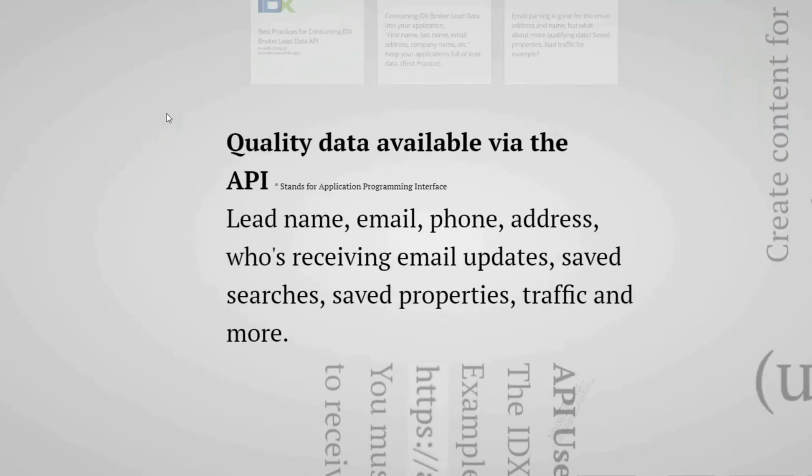But there is a lot of quality data available via the API. This stands for Application Programming Interface, in case anyone's wondering. So more than the lead name, email, and address, you get who's receiving updates, saved searches, saved properties. You can get the traffic from the API, see which pages leads have been going around on their searching, and more. There's even more that can be done.